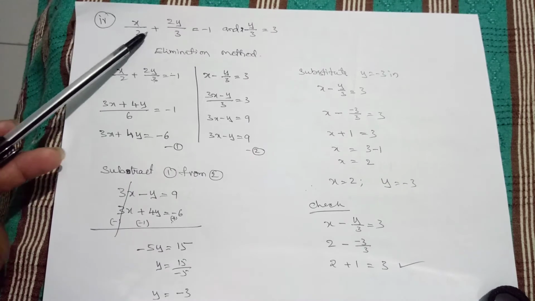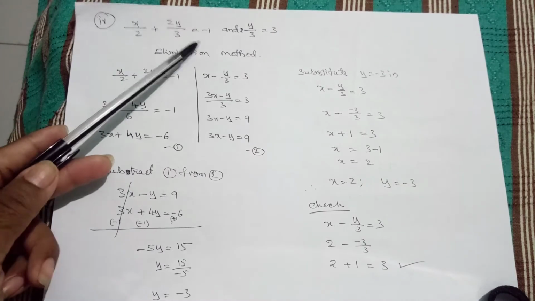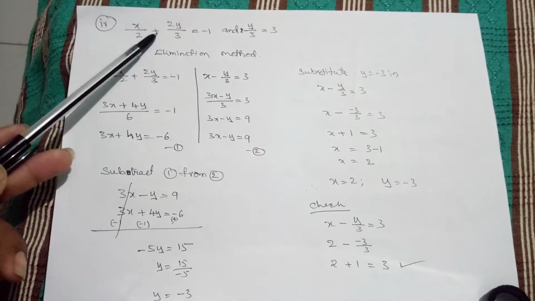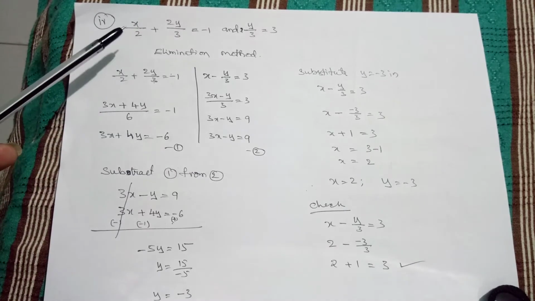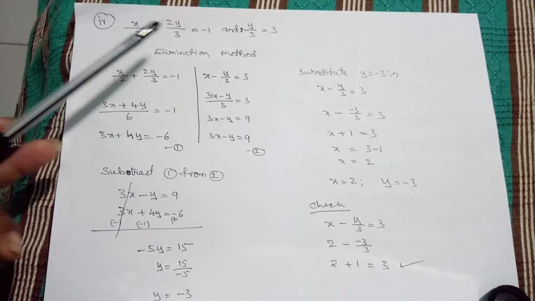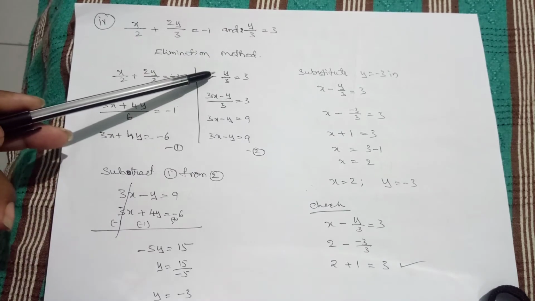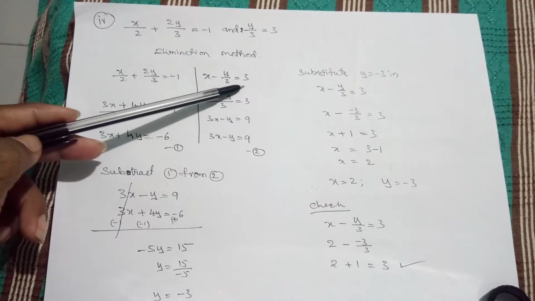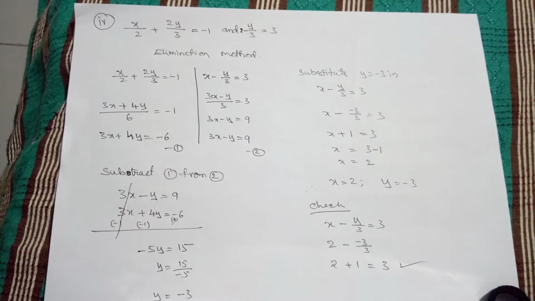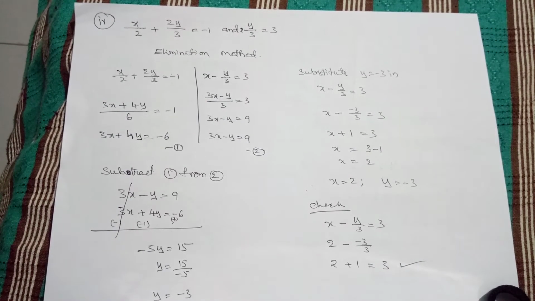x by 2 plus 2y by 3 is equal to minus 1. It doesn't look like a standard form of a linear equation. And the second one is x minus y by 3 is equal to 3. Now we have to shape it to the standard form of linear equations.